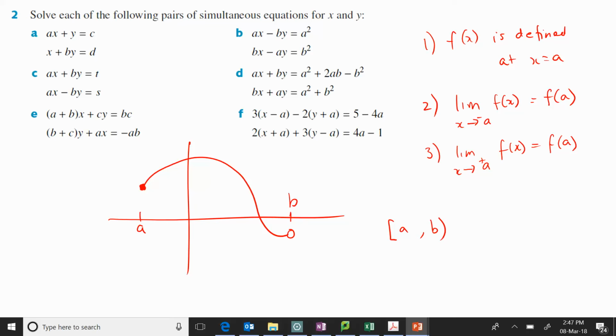But then if you look at this endpoint, if it was a closed circle, B, then coming from the left-hand side, it is defined, but coming from the right-hand side, it's undefined. So at all times, at the endpoints, you are only satisfying 2 out of the 3, and that's why they say those endpoints are not continuous.